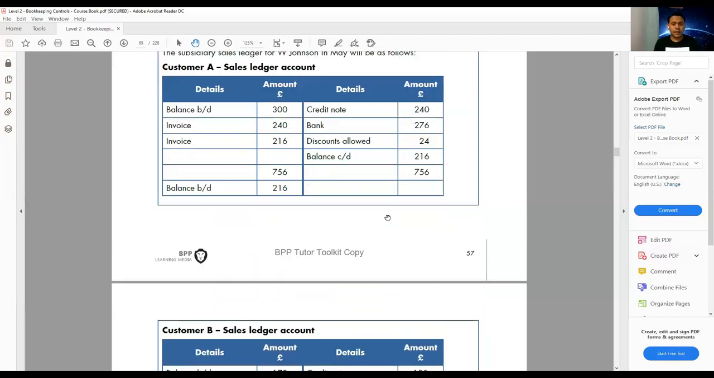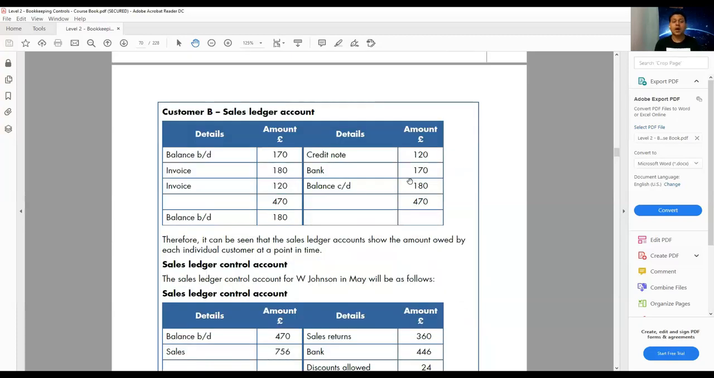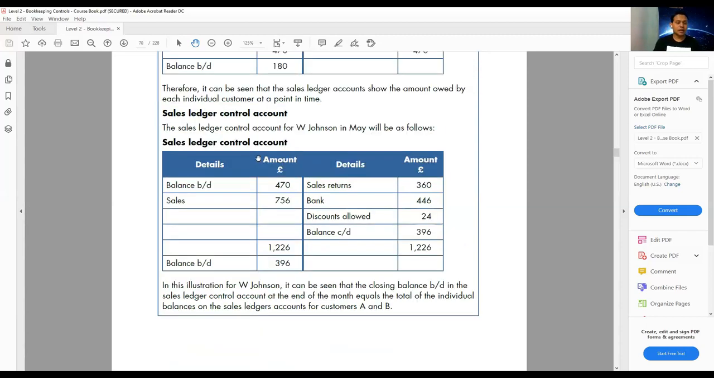So from customer A we are expecting 216, from customer B, 180. Now we have only two customers, so the sales ledger is done. The next point is the sales ledger control, which is the total balance from all customers. So let's have a look at that. Sales ledger control. See, I'm not writing anyone's name.